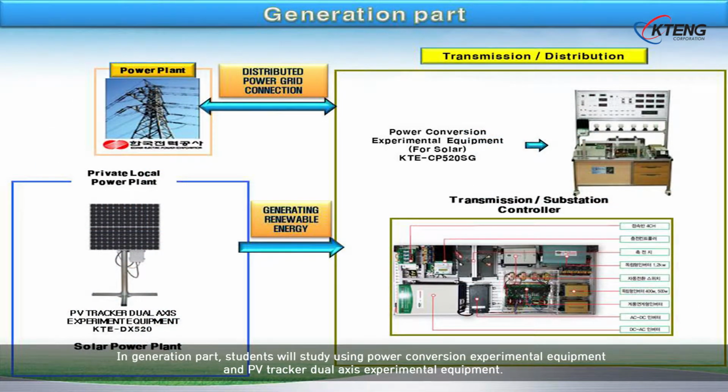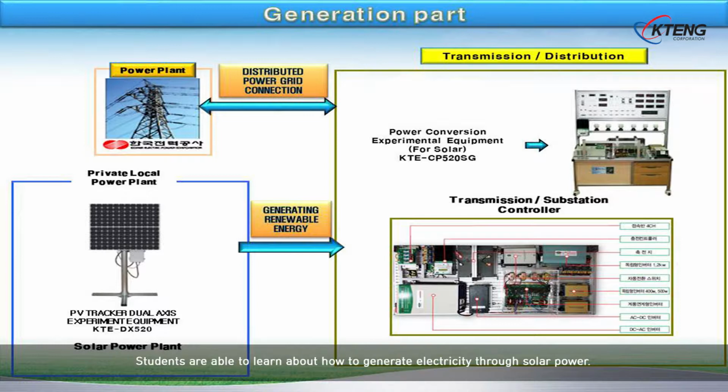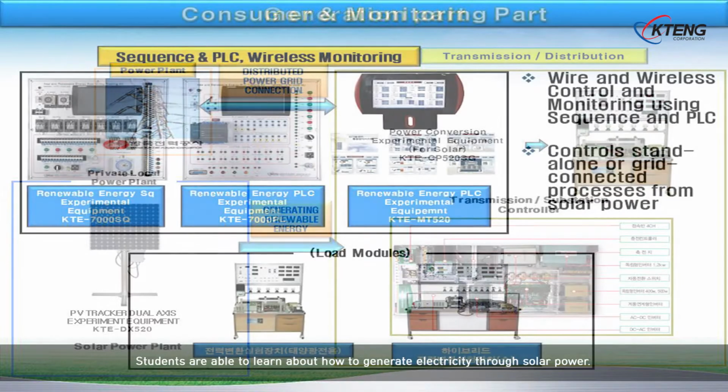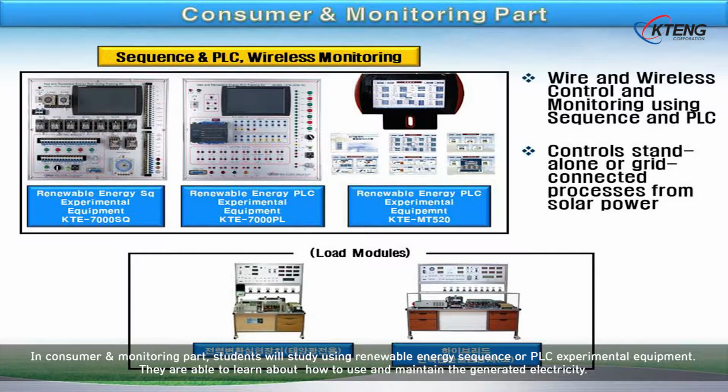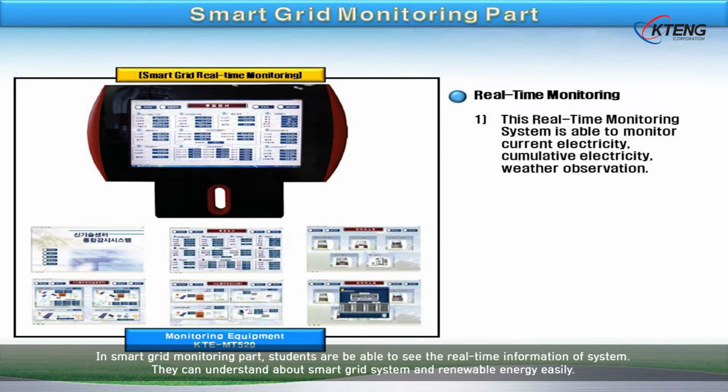In the generation part, students will study using power conversion experimental equipment and PV tracker dual-axis experimental equipment. Students are able to learn about how to generate electricity through solar power. In the consumer and monitoring part, students will study using renewable energy sequence or PLC experimental equipment. They are able to learn about how to use and maintain the generated electricity. In the smart grid monitoring part, students are able to see the real-time information of the system. They can understand the smart grid system and renewable energy easily.